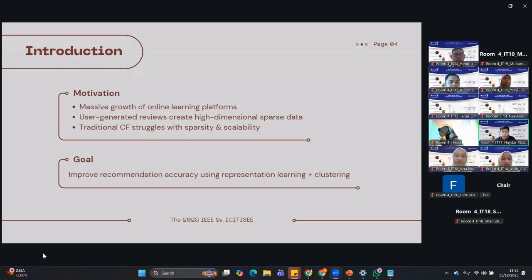Online learning platforms generate massive amounts of user reviews. These reviews are high dimensional and sparse, which makes rating prediction challenging. Traditional collaborative filtering struggles to learn from such sparse data. So to address this issue, we incorporate dimensionality reduction and clustering before running SVD-based collaborative filtering.